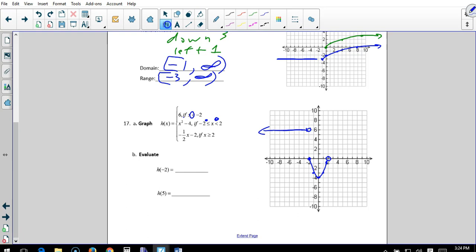And then the last one, graph line, negative 2 is our y-intercept. And we're going to go down 1, right 2. And we're going to keep doing that. Or we go up 1, left 2. And there's our line.